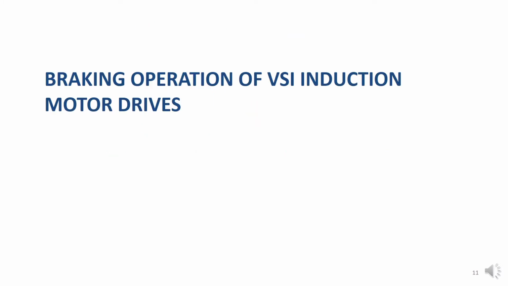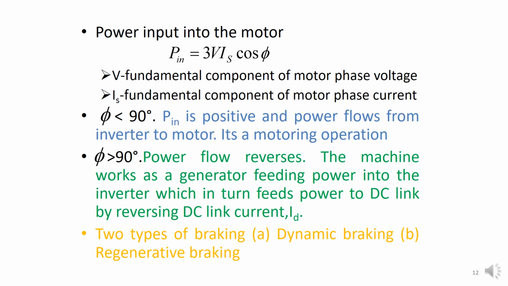Next, let us see the braking operation of VSI-fed induction motor drives. The power input to the motor is 3 into V into Is cos phi, where V is the fundamental component of motor phase voltage, Is is the fundamental component of motor phase current, and phi is the angle between the fundamental component of motor phase voltage and the fundamental component of motor phase current.